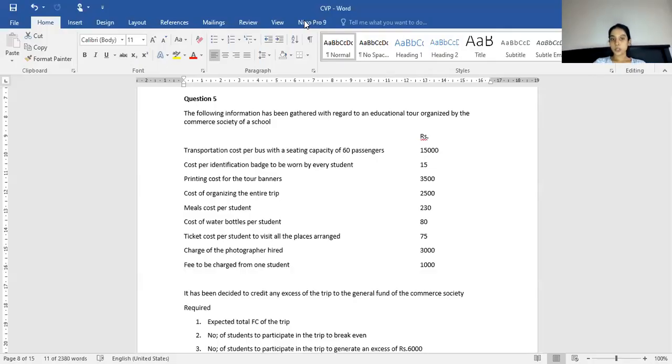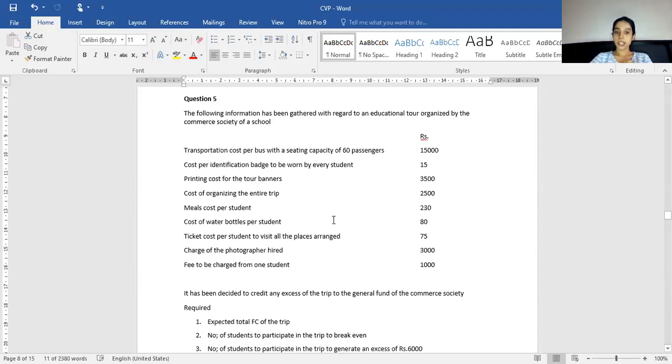And now let's focus on question number 5. The following information has been gathered with regard to an educational tour organized by the Commerce Society of a school. A transportation cost per bus with a seating capacity of 60 passengers. So this bus cost in nature is a fixed cost because it does not change with the volume of production or volume of output, number of passengers in this scenario.